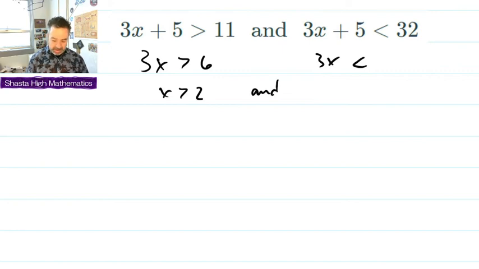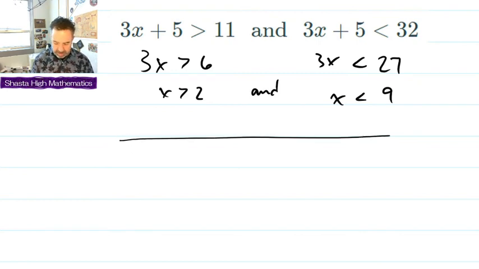what, 37? No, 27. Take away 5, 27. And then divide both sides by 3, I get that x is less than the number 9. So this is an "and" statement. Both parts have to be true.